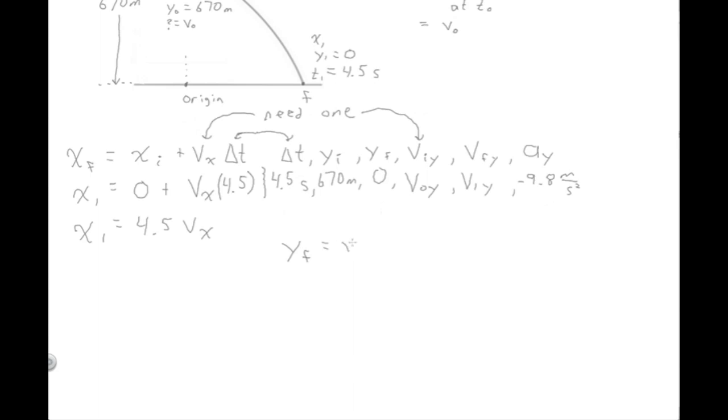y final equals y initial plus vx delta t plus 1/2 a sub y delta t squared. Then we'll plug in 0 for y final, 670 for y initial.